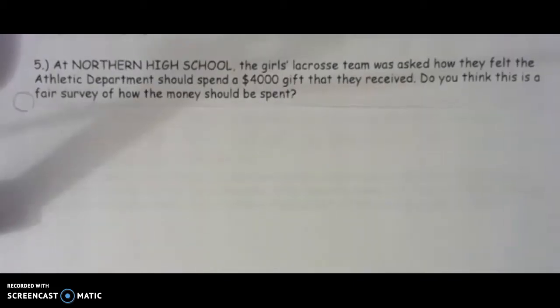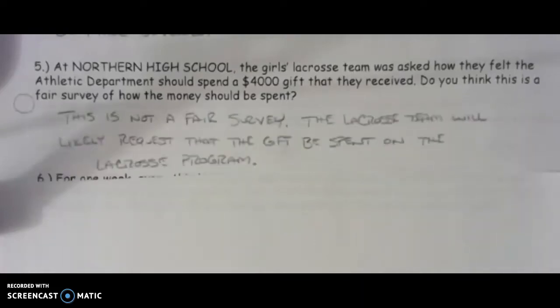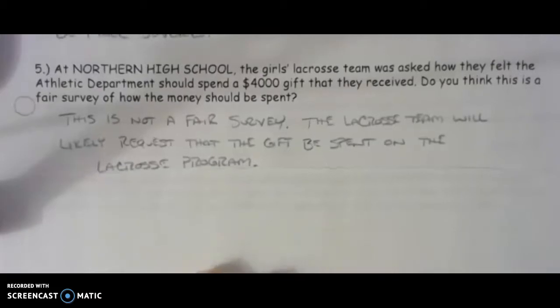Number 5 says at Northern High School, the girls lacrosse team was asked how they felt the athletic department should spend a $4,000 gift that they received. Do you think that this is a fair survey of how the money should be spent? Okay, so you're asking a lacrosse team how the athletic department should spend $4,000. Well, the lacrosse team is probably going to want the money spent on them, so this is not going to be a fair survey. Okay, this is not a fair survey because the lacrosse team will likely request that the gift be spent on the lacrosse program.